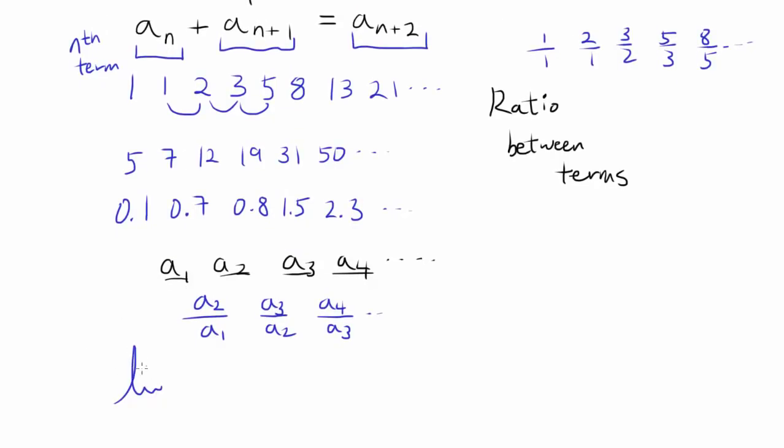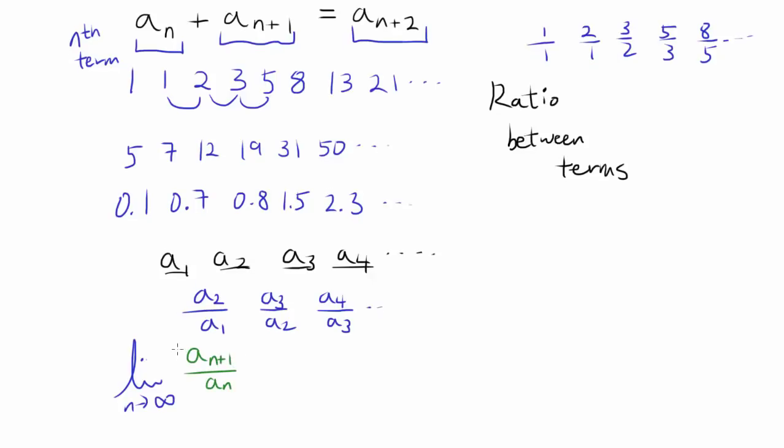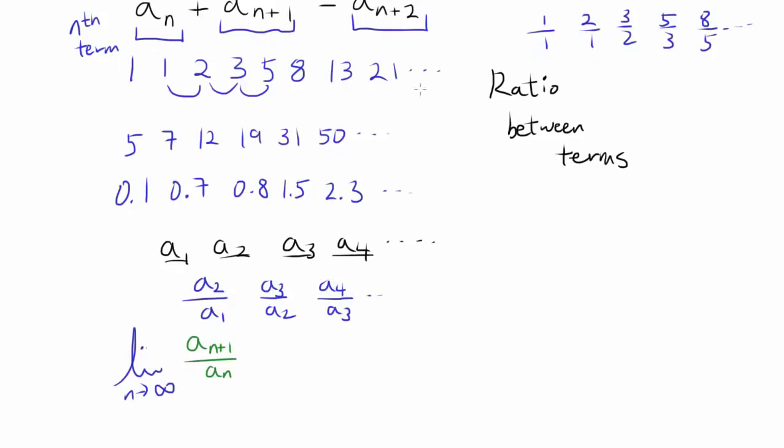What is the limit, as n is approaching infinity, as you're doing it many, many, many times, of a sub n plus 1 over a sub n? So what I'm saying is if you continue doing this ratio, well, in the case for 1, 1, 2, 3, it doesn't have to start with 1, 1.